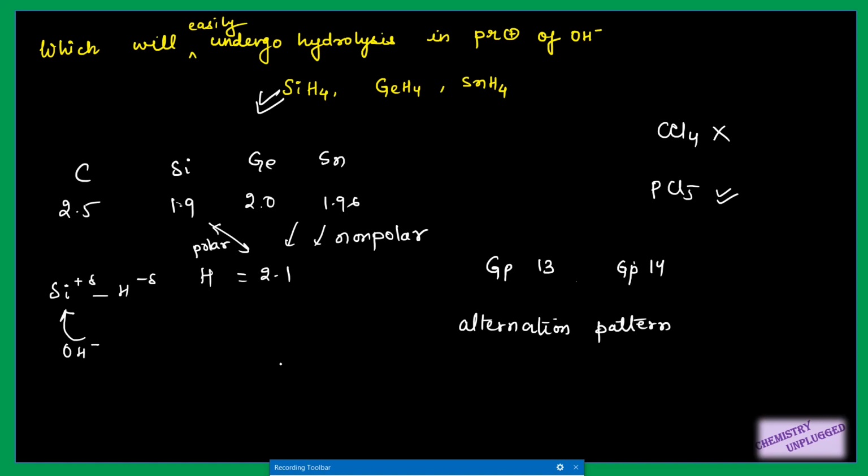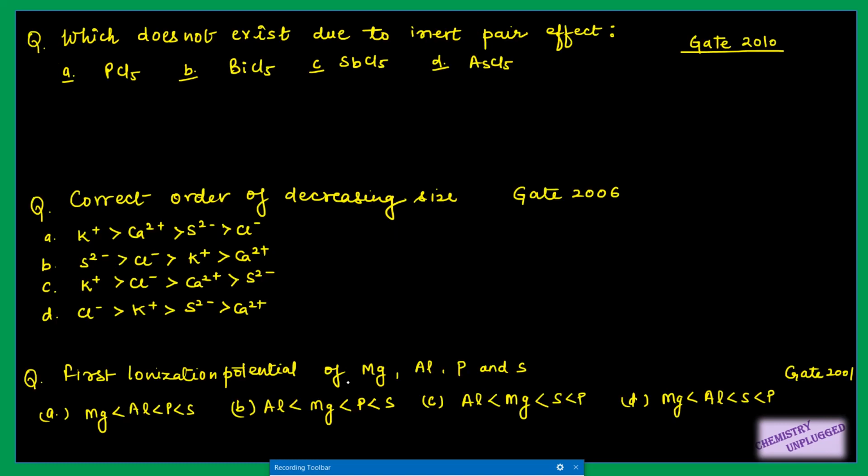Alternation pattern means first it is higher for carbon, then it will decrease for silicon, then it increases for germanium, then decreases for silicon, right? Then we have some questions from GATE and NET. So these all questions are very basic type questions, you can easily do these all, right?